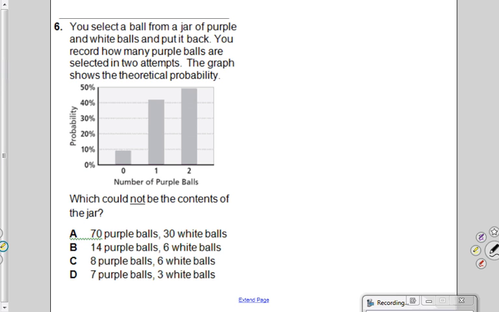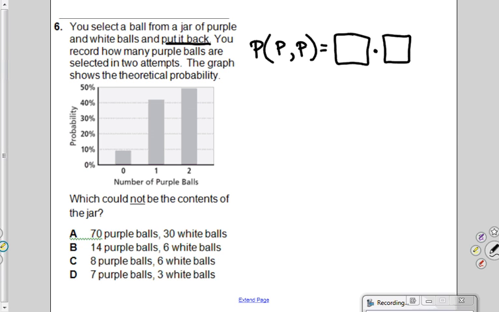So we have a jar with different colored marbles in it, and we want the probability that you'll get either both purple, both white, or only one purple when you pick 2 times. Are you putting the marble back? So the probability for purple and purple would be the probability of getting a purple times the probability of getting a purple again.